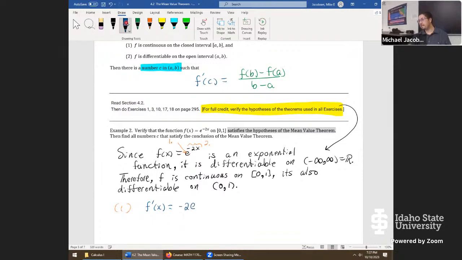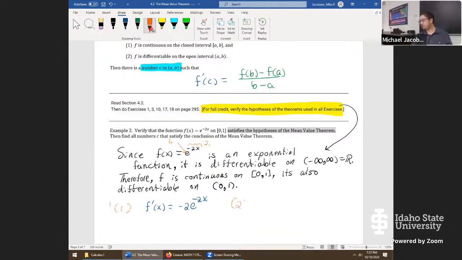Exactly, negative 2e to the power negative 2x. But you've got it down absolutely, yeah. So differentiating the first one, that's what gives you e negative 2x. Differentiating that negative 2x gives you the negative 2. Good call.